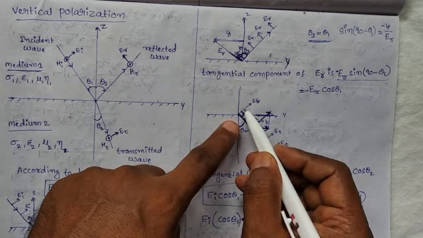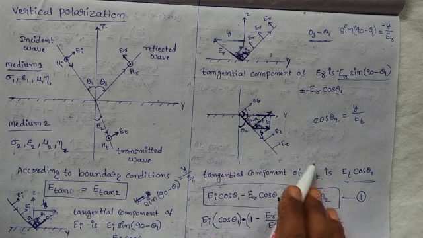Here we are determining the tangential component. Cos theta 2 is equal to adjacent by hypotenuse. Adjacent is Y, and the hypotenuse is E_T. So Y is equal to E_T into cos theta 2. This is the tangential component of the electric field in terms of the transmitted wave.